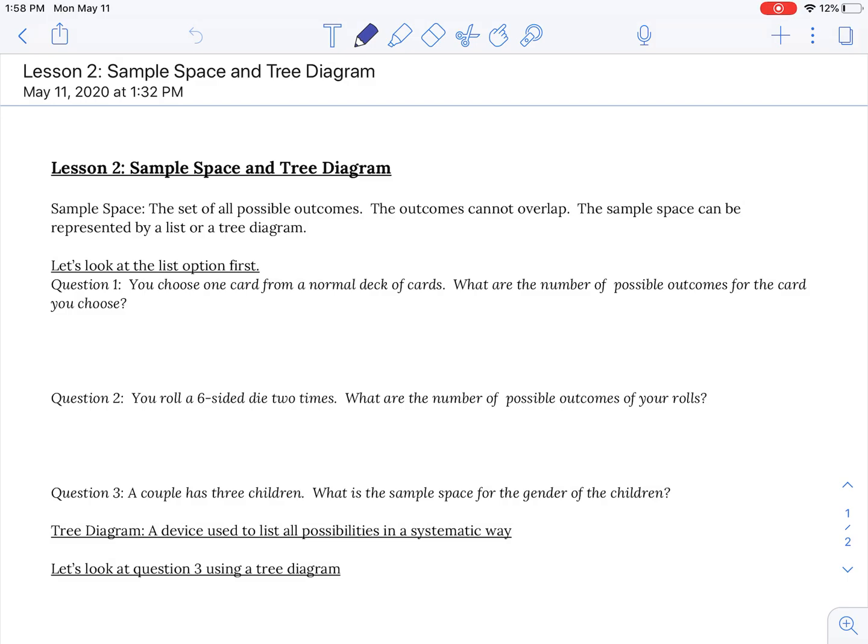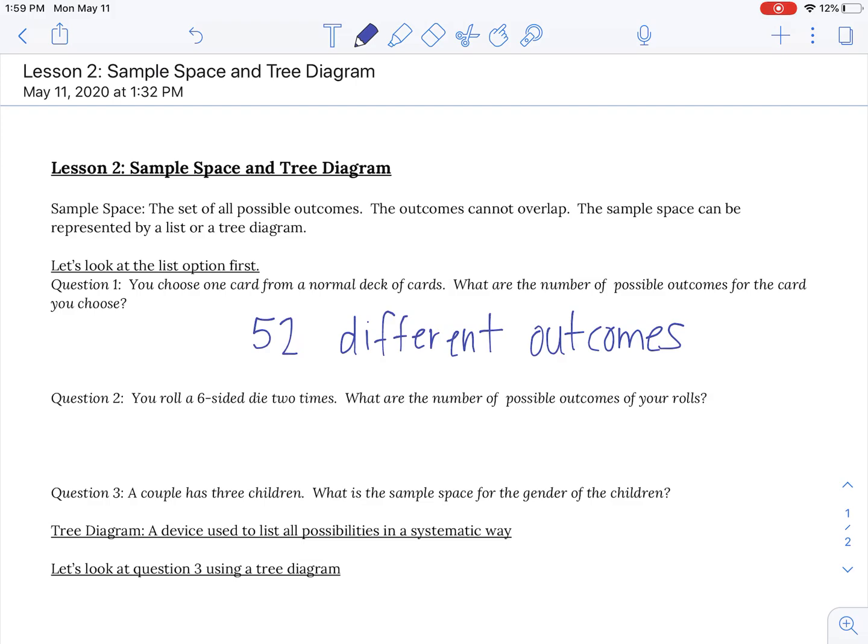So let's look at a list option first. In question 1, if you choose a card from a normal deck of cards, what is the number of possible outcomes from the cards you chose? If you don't know anything about cards, this could be truly difficult, but we would typically get out a deck of cards. And if you do know about cards, you know that there are 52 different cards in a deck. So if you are just going to choose one single card, you are going to have 52 different options or outcomes for that one card. If you picked it one time, you would have 52 choices.